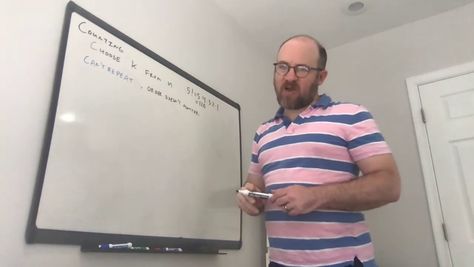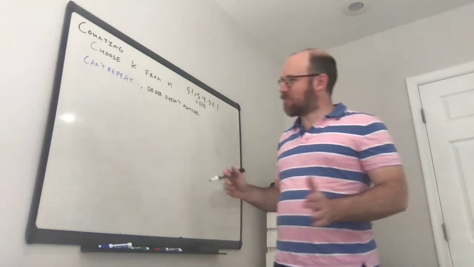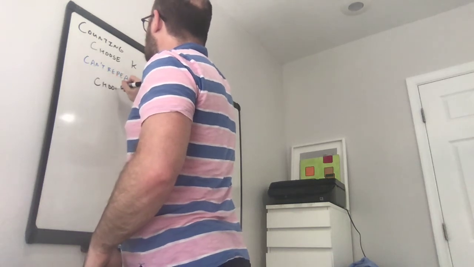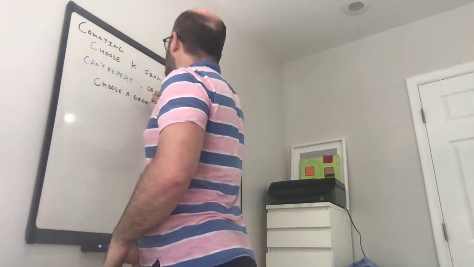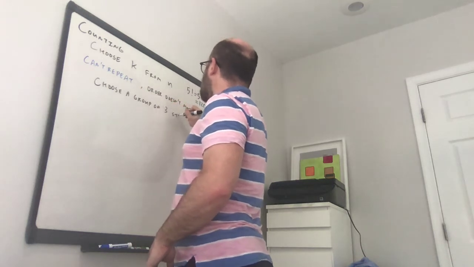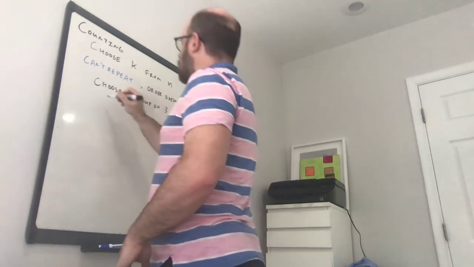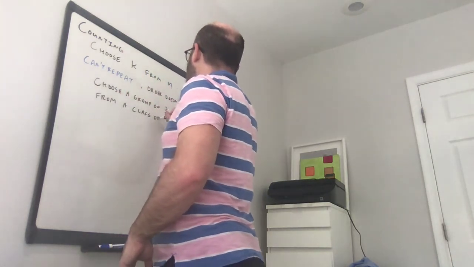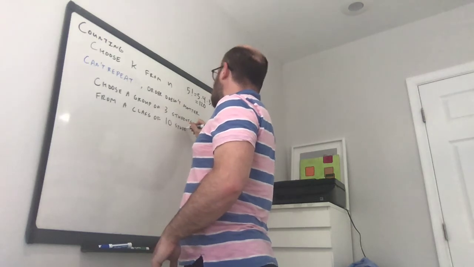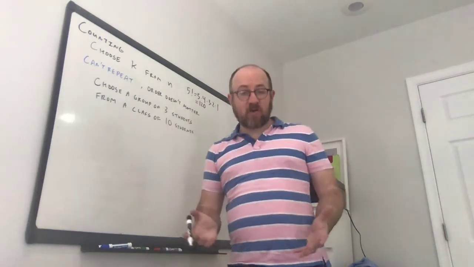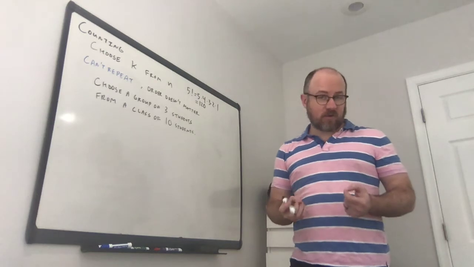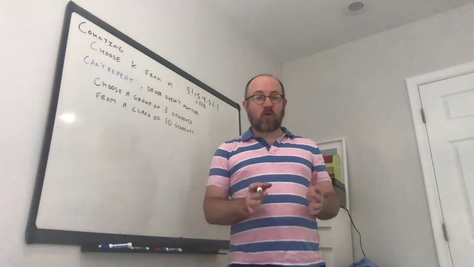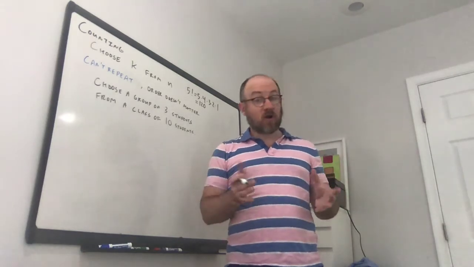Okay? And so this really doesn't make sense with passwords, so I'm going to kind of abandon that example. But say you want to choose a group of 3 students from a class of 10 students. If you're choosing a group of students, you can't choose the same student more than once. That wouldn't make any sense. And really, order doesn't matter. It doesn't matter what order you choose them in. It's going to be the same group of students regardless.